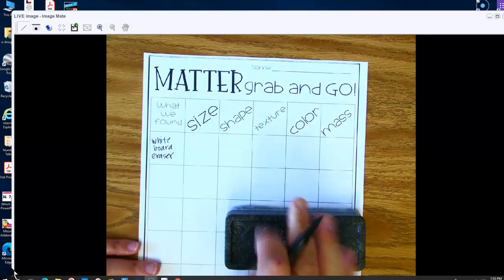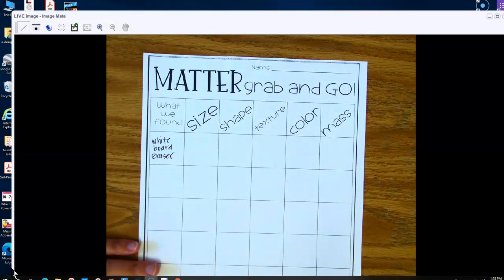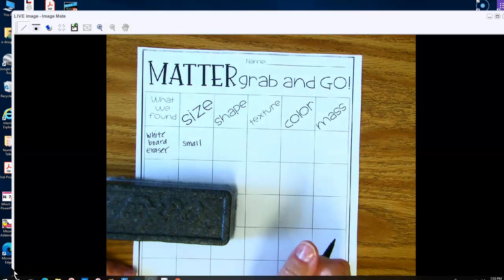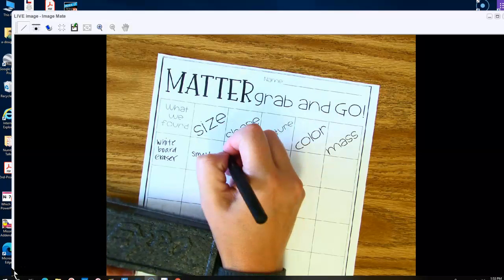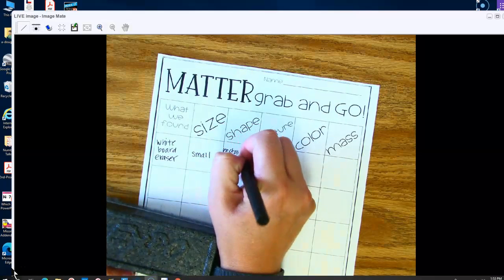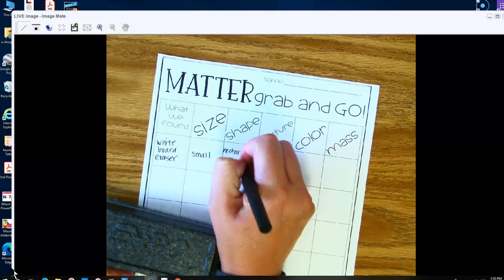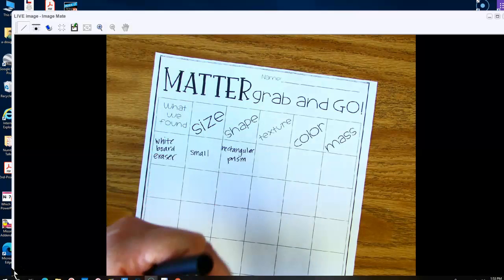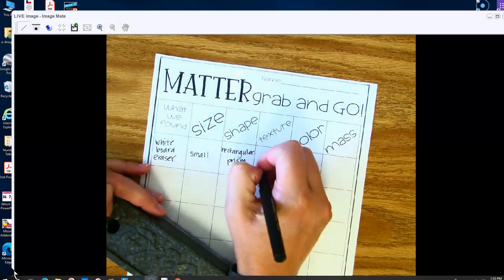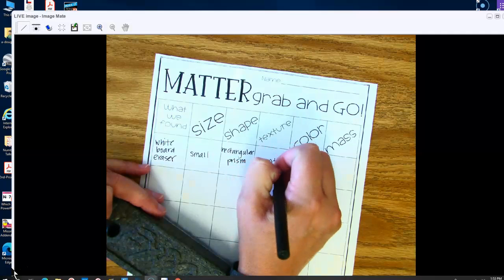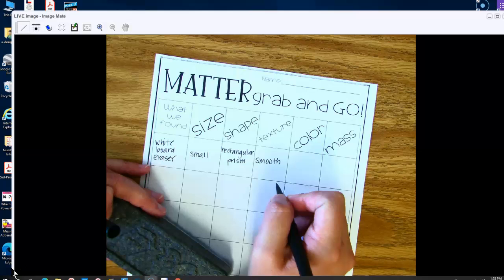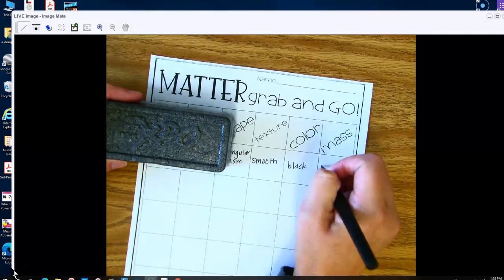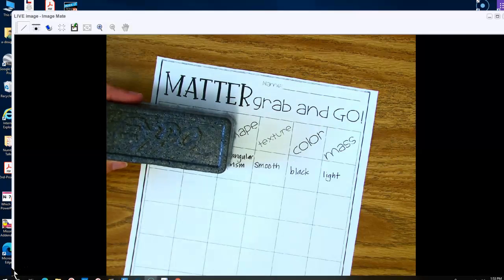Now, with this, I could say this is big or small? Probably small. What is its shape? A rectangle? A rectangular prism, that's right. That's not a rectangle. Okay, texture. What do you think? Smooth or rough or bumpy? I think it's mostly smooth. It has a few little bumps. Kind of soft. You can even say soft or hard for texture. Color is black. And mass is really light. It's not very heavy.